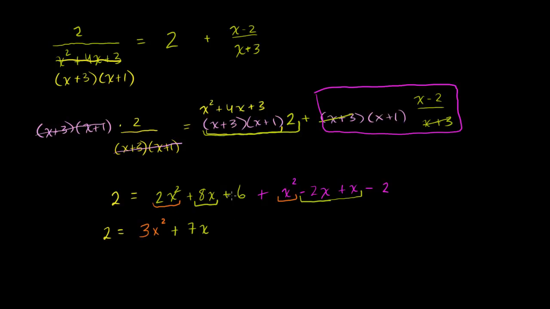And then finally, you have, I already used the orange, you have a 6, and you have a minus 2. So that's going to be plus 4. And now let's subtract 2 from both sides of this equation. Let's subtract 2 from both sides. And we are left with 0 is equal to 3x squared plus 7x. We are subtracting 2 from both sides. So 4 minus 2 is plus 2.